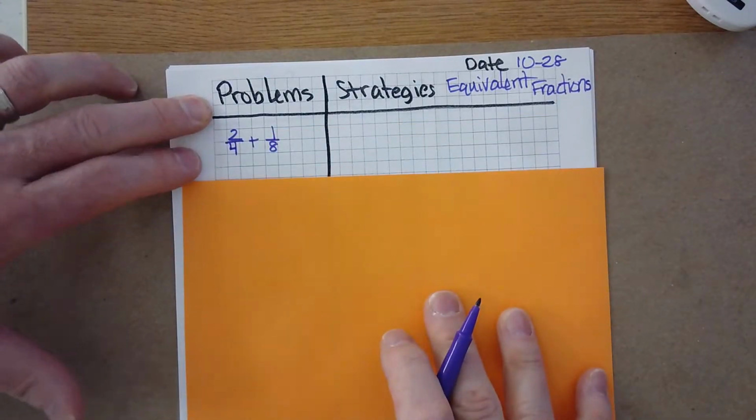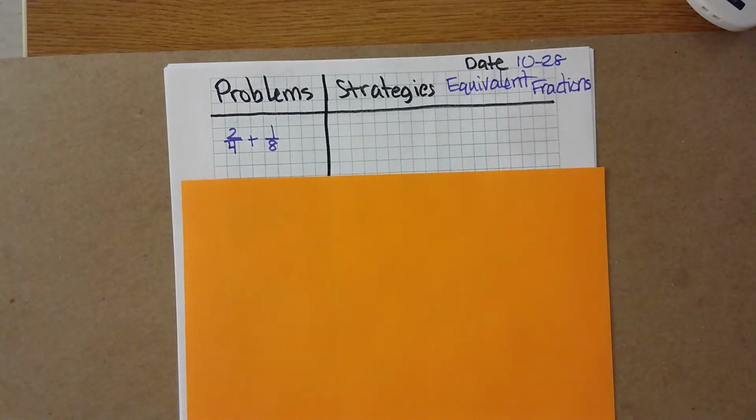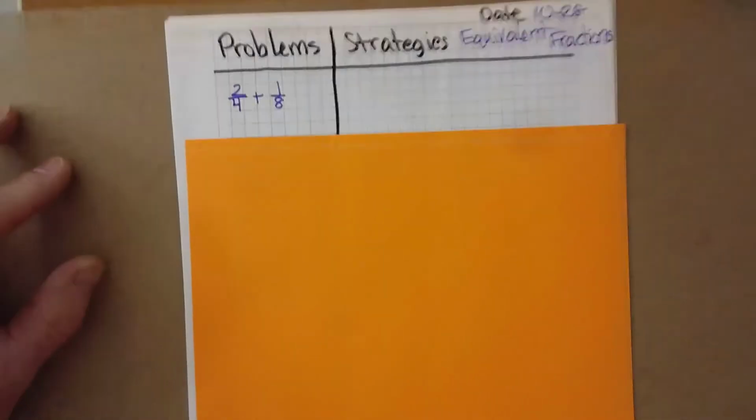So write our first problem down. Just to review, Ella, could you tell us why we can't add them the way they are right now? Because they don't have the same denominator. Yep. Common denominators. We need common denominators.